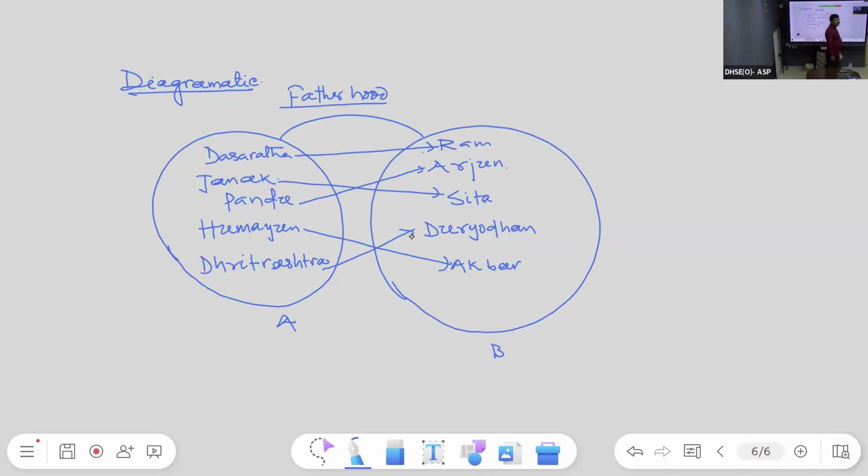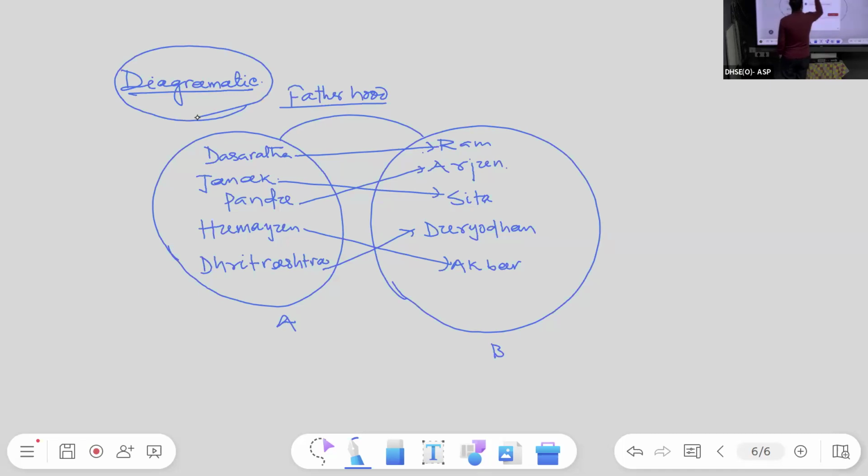So a relation can be represented in three different ways. One is tabular, second is set builder, and third one is diagrammatic. A relation is nothing, only a set. A set can be represented in two different ways, tabular form and set builder form. In tabular form, we write all the elements within a pair of curly brackets. In set builder form, instead of writing all the elements, we write a defining property that represents the elements. Apart from that, another method is diagrammatic. So a relation can be represented in three different ways.